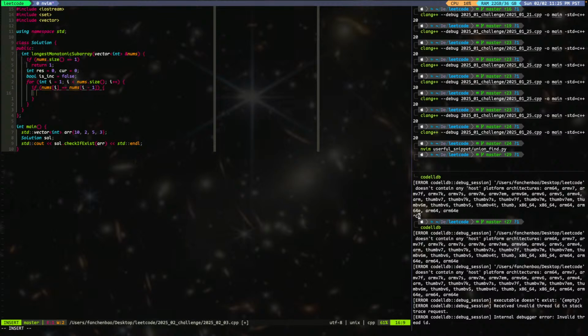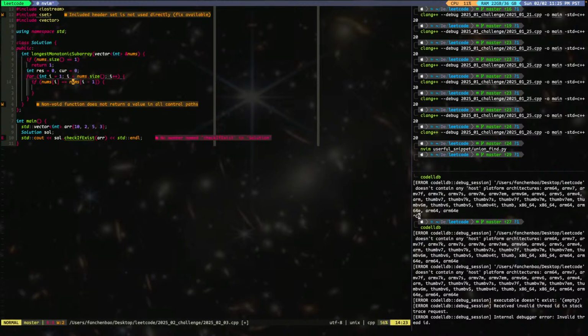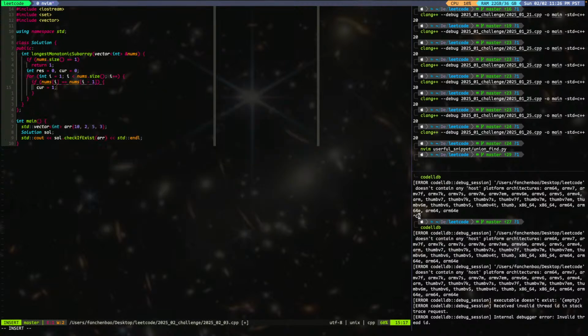Okay, I think it'll be easier to just use the current to decide what it is, right? So if it's equal, then regardless of what happens before, you will have to reset it, right? So it's equal, so we'll reset current to 1, and that's it.